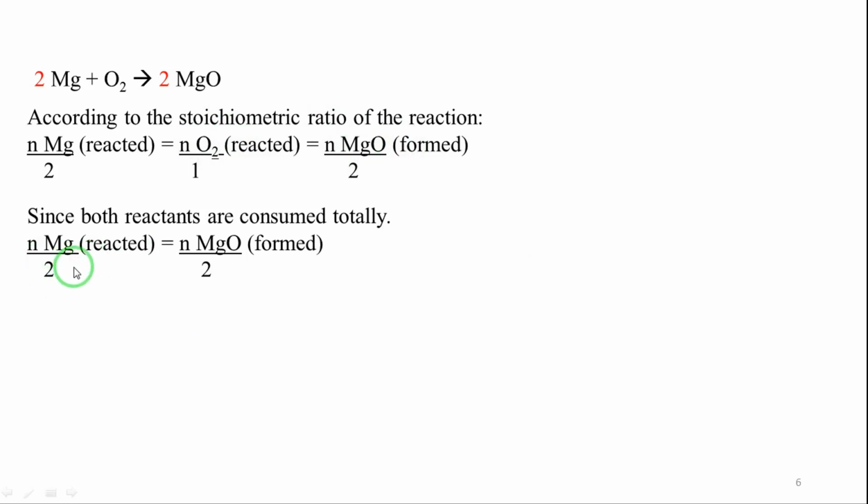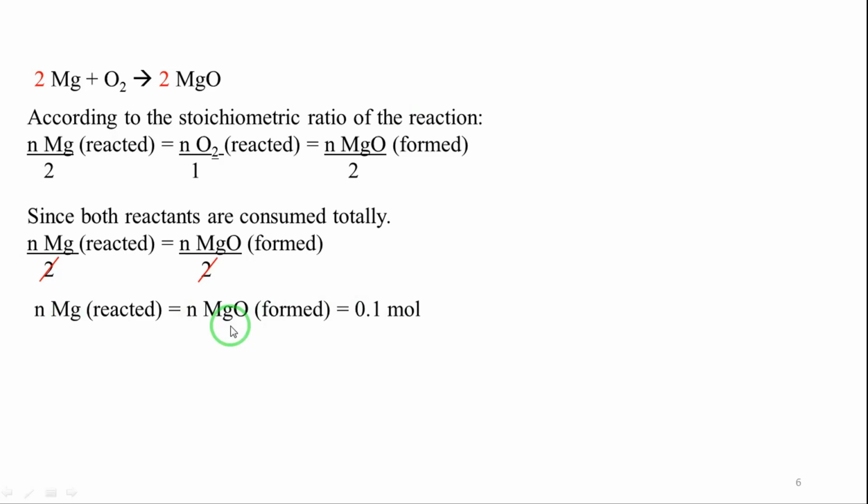So here I'm going to take the following. We can say that the number of moles for magnesium over 2, which is reacted, is equal to the formed number of moles for magnesium oxide over 2. So you will get that the reacted number of moles for magnesium is equal to the formed number of moles for magnesium oxide, which is equal to the initial value, since the amount of magnesium initially present reacted completely during this chemical reaction. So it's equal to 0.1 here.